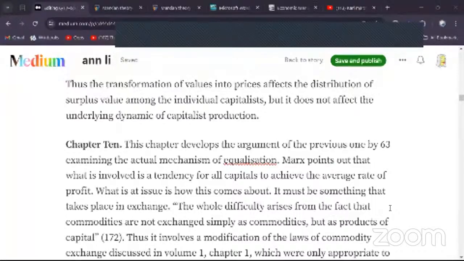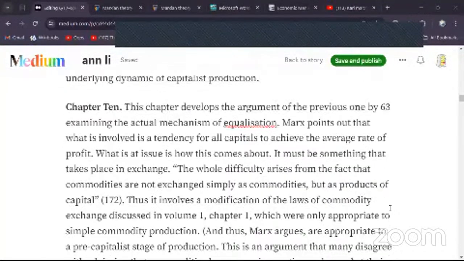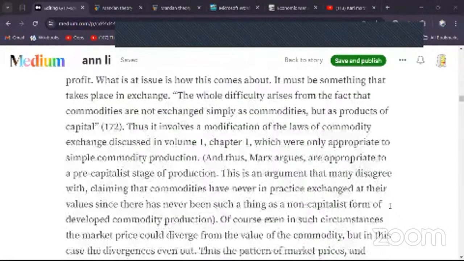Thus, it involves a modification of the laws of commodity exchange discussed in Volume 1, Chapter 1, which were only appropriate to simple commodity production. Advanced commodity production is a lot more complicated. And thus, Marx argues, those laws are appropriate to a pre-capitalist stage of production.